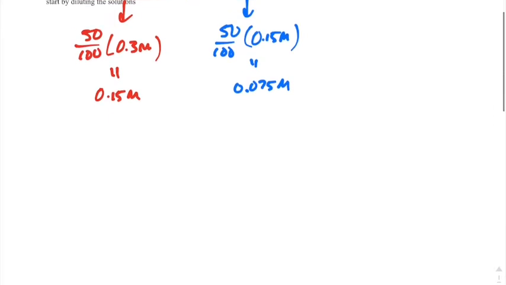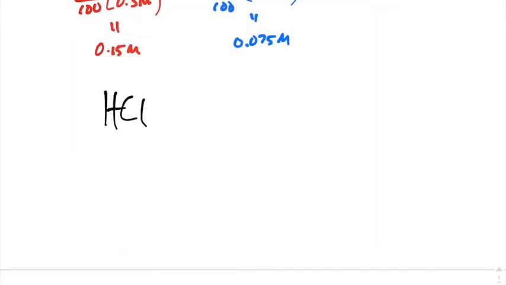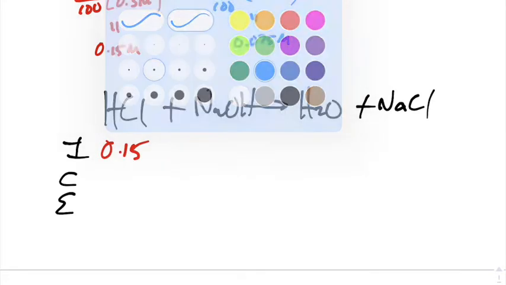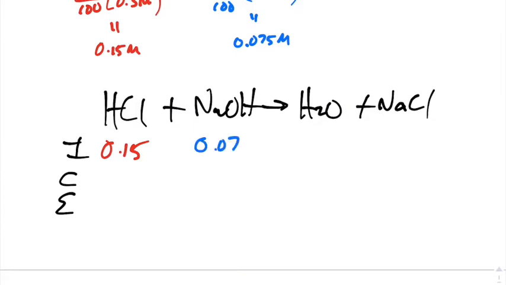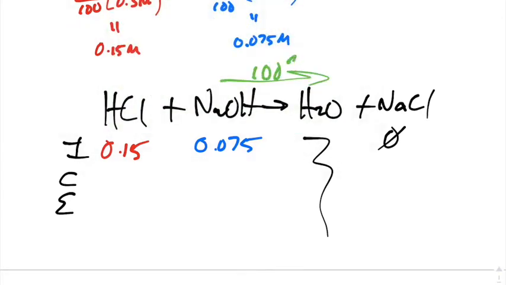0.075 molarity. All right, so now let's walk through what happens when we combine them. We have the HCl and we have the NaOH, and we are going to combine them to make water and sodium chloride over here. I got an I, I got a C, and I got an E here. And it looks like my red acid here is 0.15, and my blue base over here is 0.075. And who cares about the water, and ultimately who cares about the salt, although again they could ask you about this.